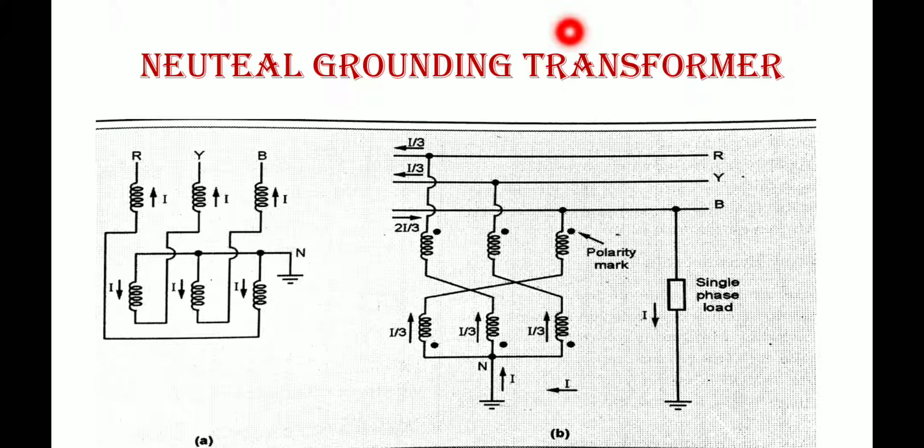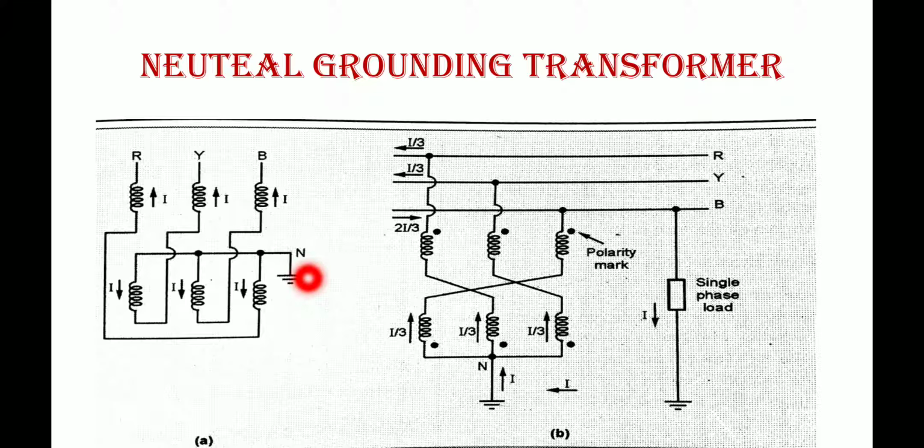That is the neutral grounding transformer itself. Getting my point? So this is the neutral grounding transformer. For what purpose is it required? In order to create the missing neutral point on a three-phase, three-wire system.